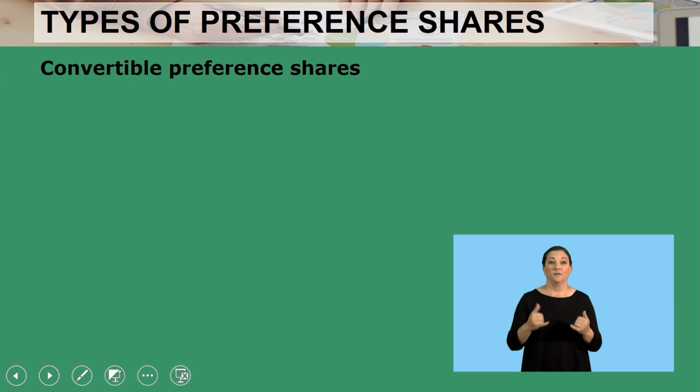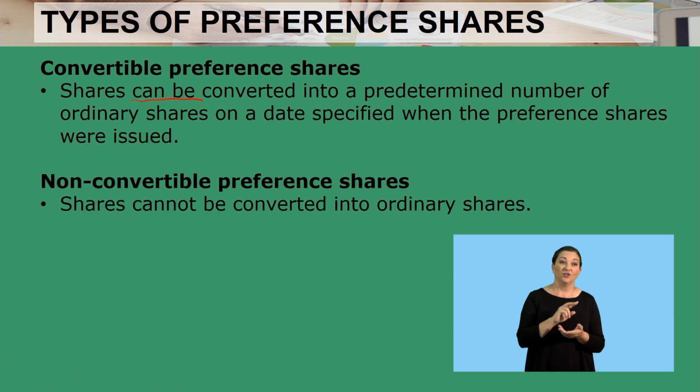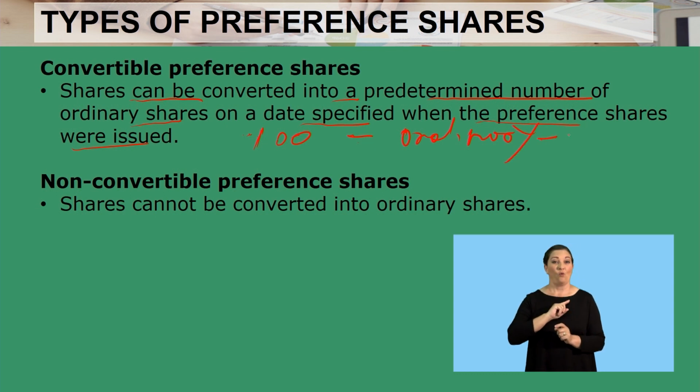Then convertible preference shares, what are we talking about here? These are preference shares that can be converted into a predetermined number of ordinary shares on a date specified when the preference shares were issued. So when you are buying these shares, they will tell you how many you want to convert in future to ordinary shares. So you'd say maybe I want to convert 100 of my shares. When that particular date comes, you can convert them into ordinary shares. Why do you want to convert them? Because ordinary shares would have higher returns. Then looking into non-convertible, these are shares that cannot be converted into ordinary shares.